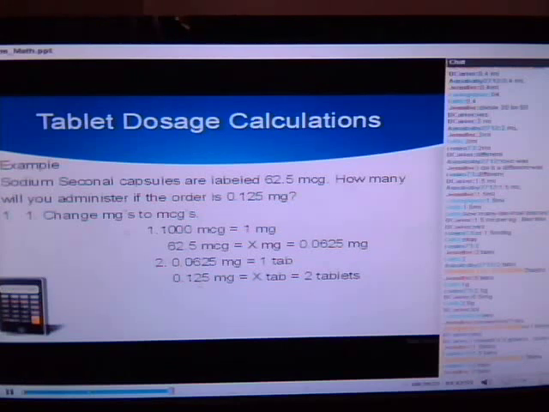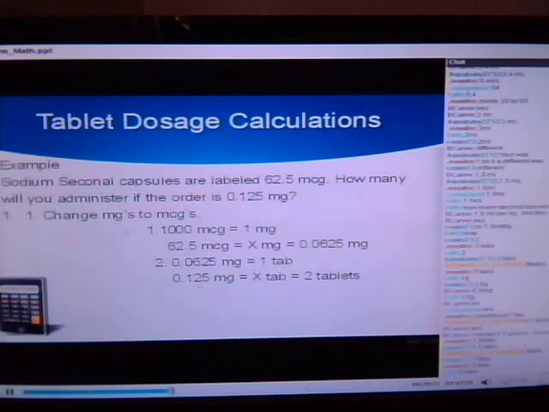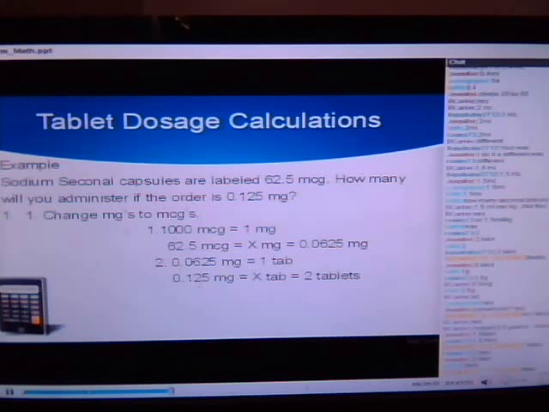Yes, the answer is 2 tablets. I don't know if you can hear me using my calculator on my cell phone, but that's what I'm doing. Again, this is pretty simple. Like I said, just make sure you pay attention, changing the micrograms to milligrams or whatever the question asks. All right, pretty good, gang, pretty good.